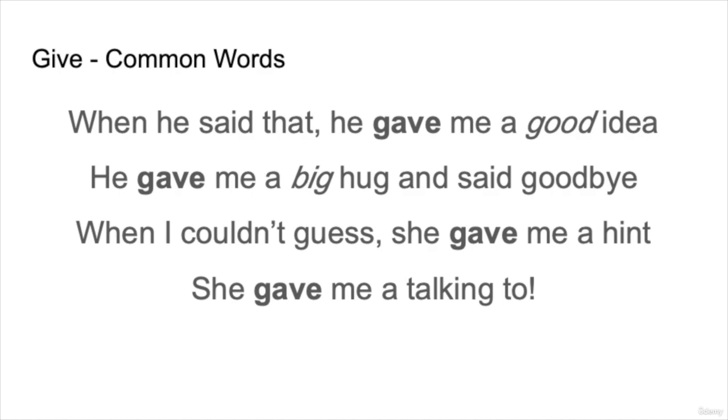When I couldn't guess, she gave me a hint. So I received a hint, and then I could guess. She gave me a talking to. So this example emphasizes the speech use. So she gave me a talking to means she scolded me or talked seriously to me. Now, all of these are examples of receiving things. So receiving a good idea, a hug, a hint, or a talking to.